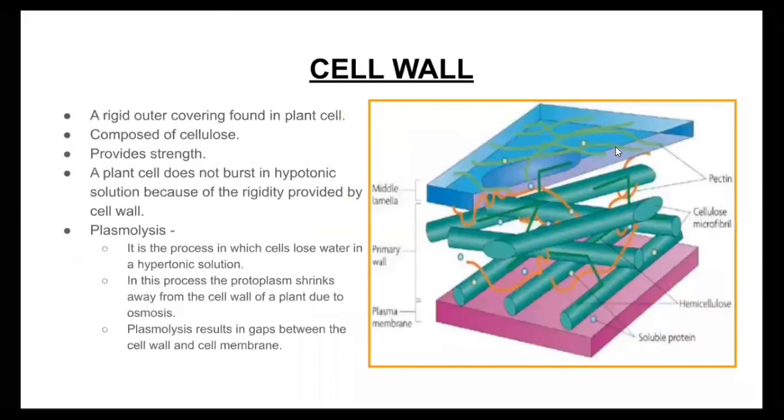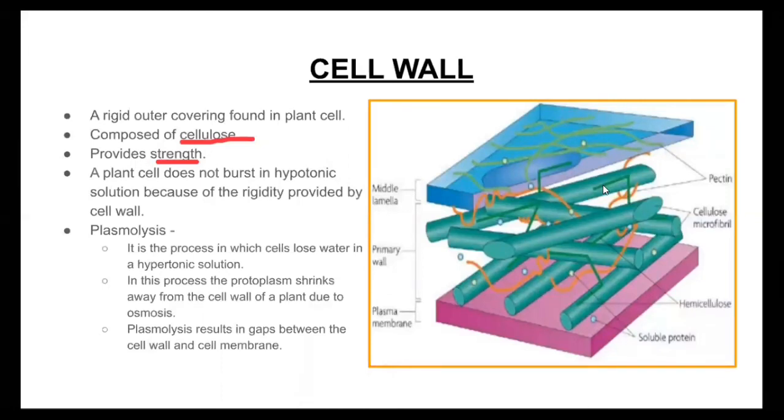Now comes the cell wall. The cell wall is made up of cellulose and it provides strength. And because of this cell wall only, the cell does not burst in the hypotonic solution. This is very, very important. Just now you have seen in the previous slide that the cytolysis process occurs. That means the bursting of the cell occurs. That occurs in animal cells. But in plant cells, the bursting of the cell or the cytolysis does not take place. The cell wall protects it.